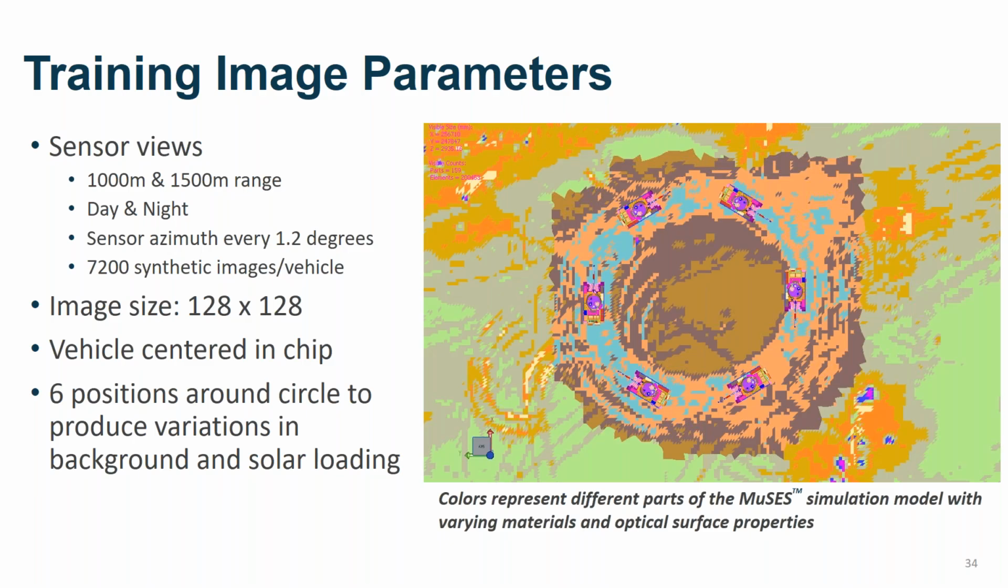Within the MuSES model, we're not actually modeling the physical movement of the vehicle over the terrain. So we modeled 6 different positions to get a variation in the local clutter around the vehicle, and also to get a variation in solar loading. So we generated 7,200 images per vehicle. The images were fairly small, 128 pixels square. The vehicle was centered in the rendered image chips.